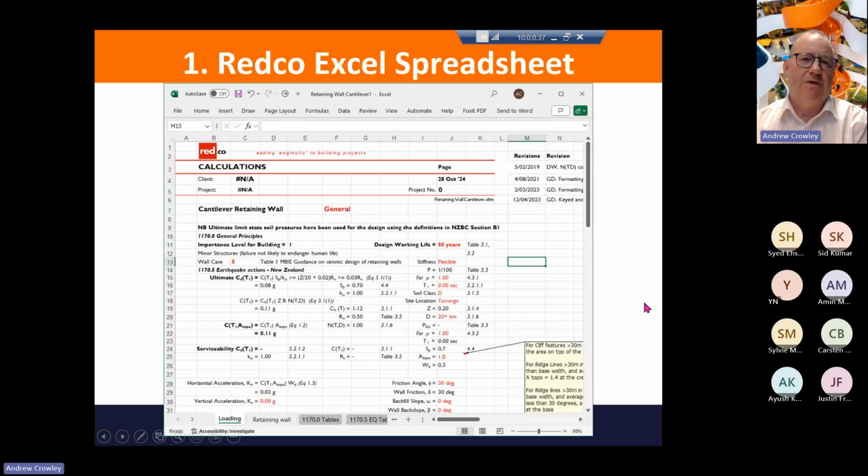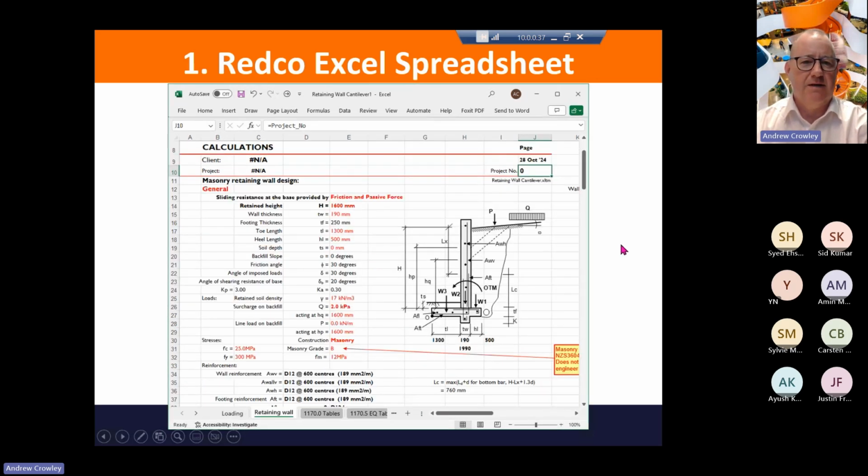So here's our Redco Excel spreadsheet, and the Redco boys will be familiar with this, and no doubt will have written copious amounts of calculations and validation files for these. And again, this does an awful lot of things. First, it works out what the loading is, and then it tries to calculate the reinforcement, whether it's a masonry wall or a concrete wall. And again, that's an awful lot of things to do for a spreadsheet.